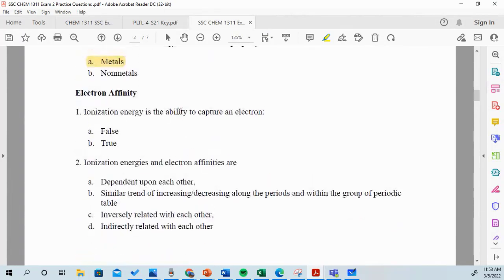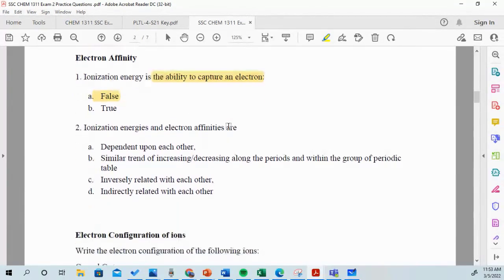Okay, ionization energy is the ability to capture an electron, true or false? False, because what is the ability to capture an electron? What is this definition for? Electron affinity. So it actually is false. Ionization energy is the energy required to remove an electron, not gain one.